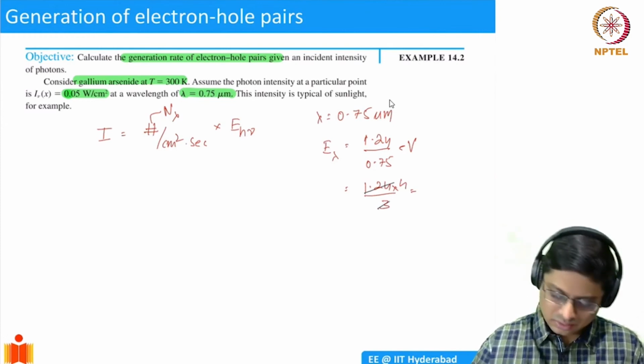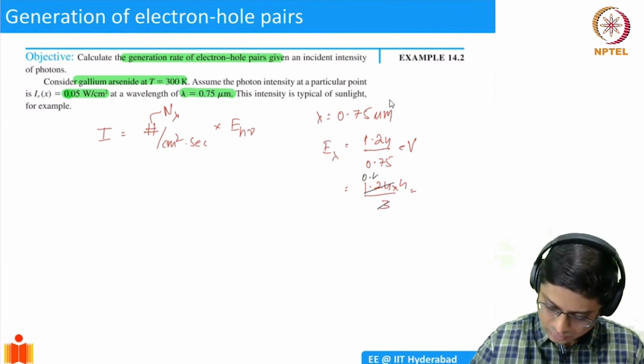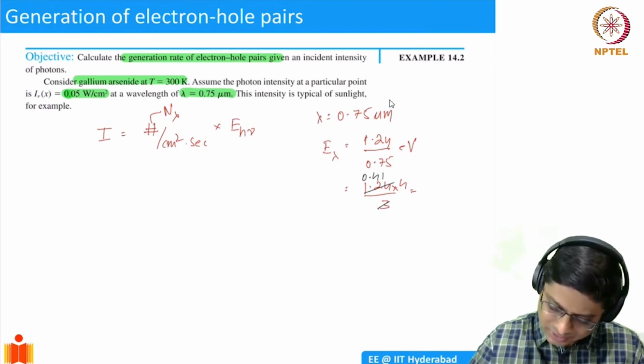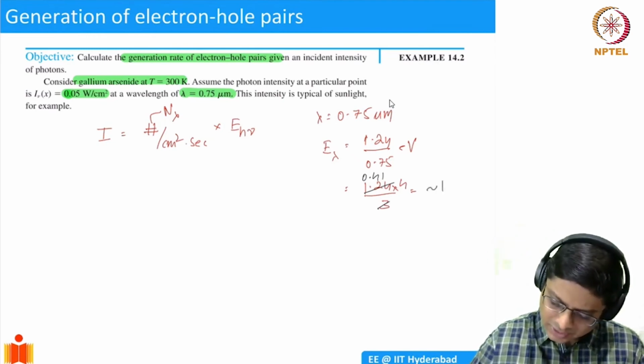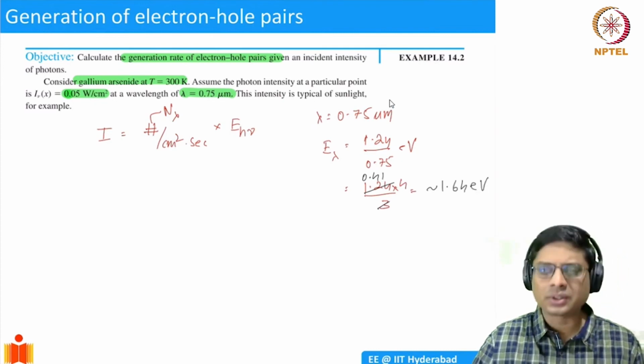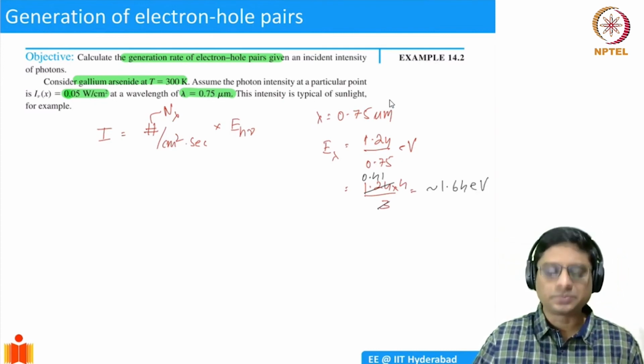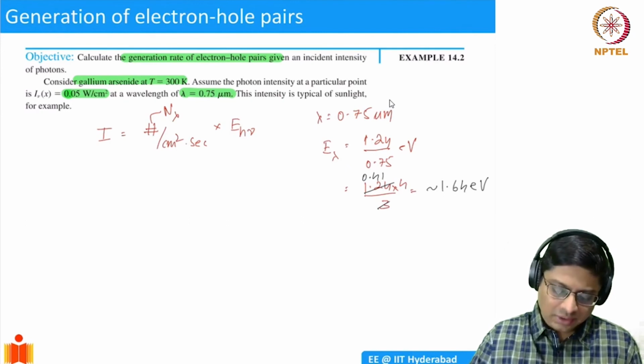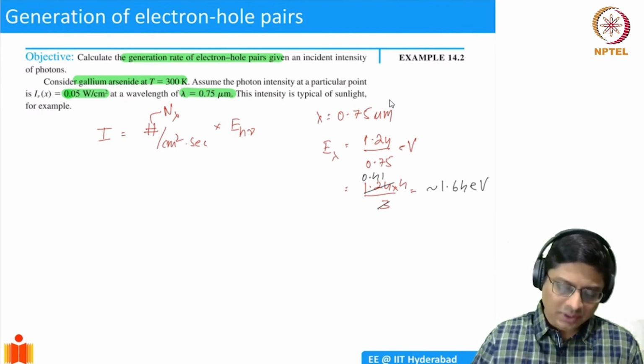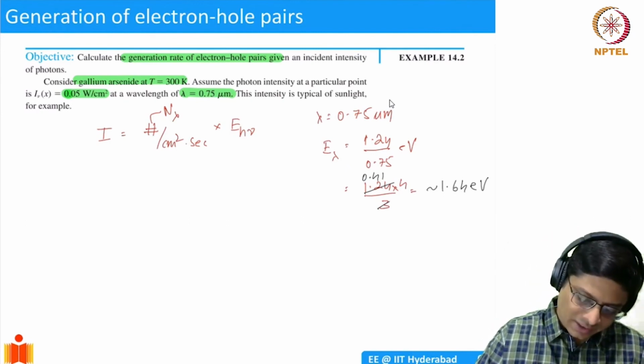So this will be 0.41 something. So this will be something like approximately 1.64 eV, something like that. Okay. Let's say this is 1.64 eV. This is energy. So how many photons? Well, to calculate that, we have to go back and substitute here.